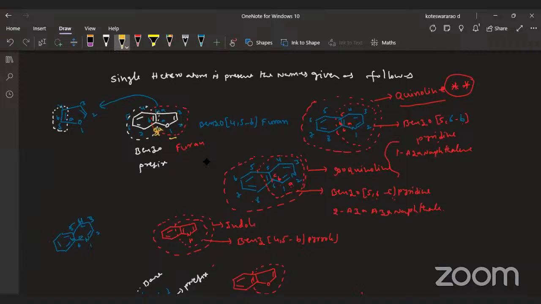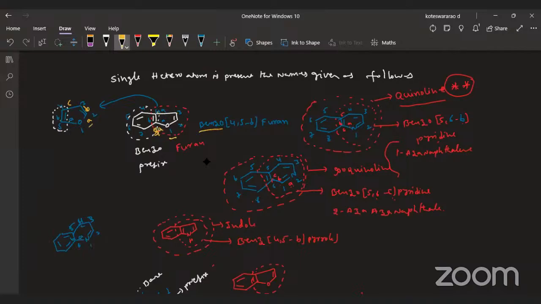Then it is fused with benzene. The prefix benzo is used whenever a carbocyclic ring is fused to a heterocyclic ring. Then it is the furan, benzofuran. Then where is it fused? Here we have the furan, and we have the bonds A, B, C, D, or this is A, B, C, or continue from here, A and B.